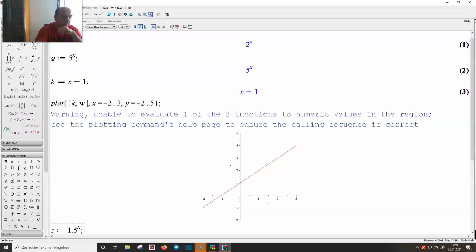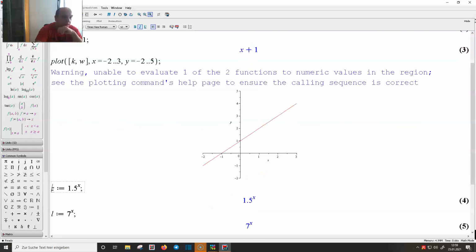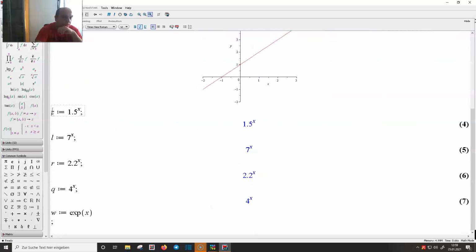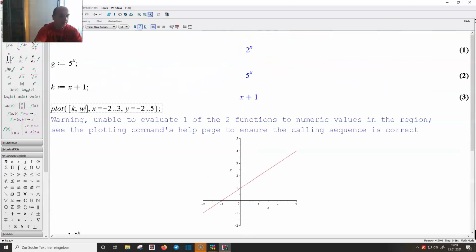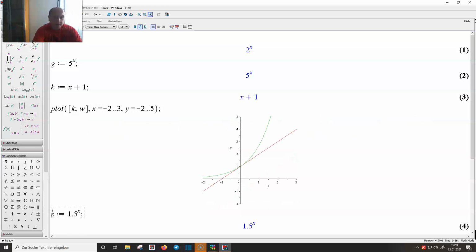Something is wrong. That's nice. Have I defined the function? No. exp of x should be fine. Okay, let's see. Maybe now. Yeah, that's better.